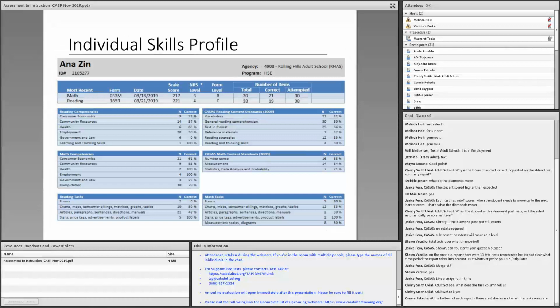So individual skills profile, again, here's another one. Give you a different idea. Anna Zinn, how she did. Again, a little better in reading than math. And what are the areas here that are needing a little work? Would you like to answer that, anybody? What could Anna work on? If you can see it, I know it's really tiny.